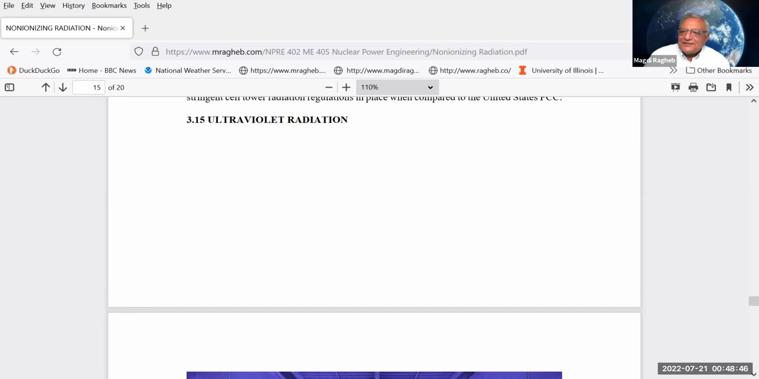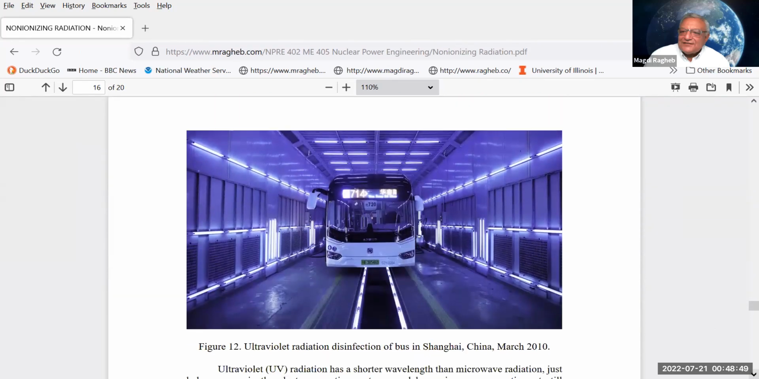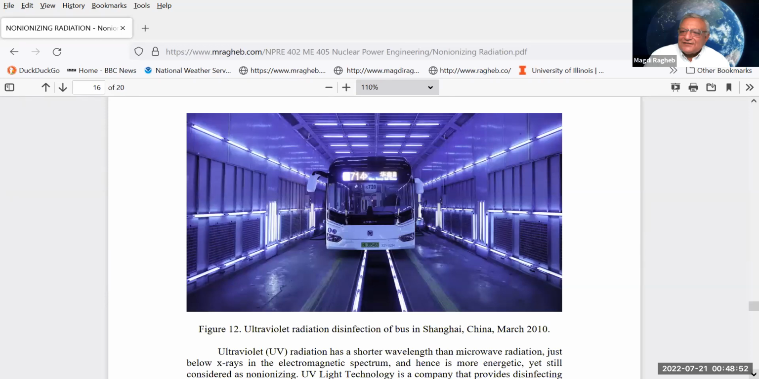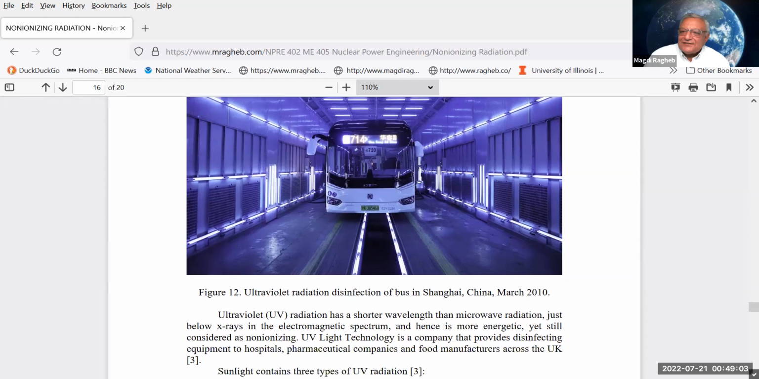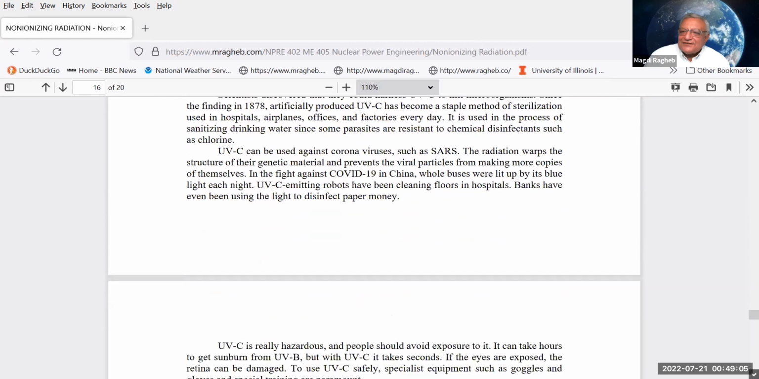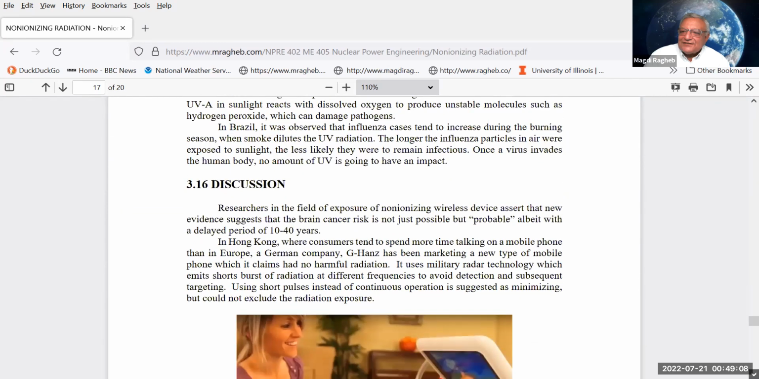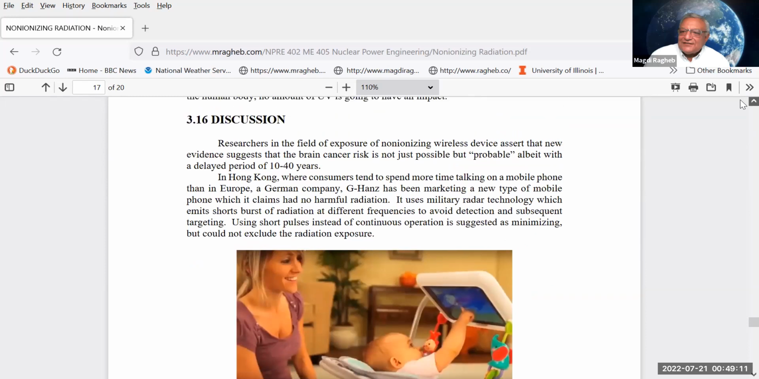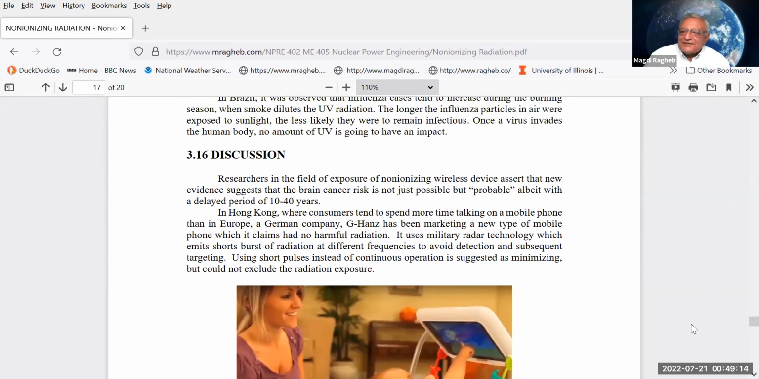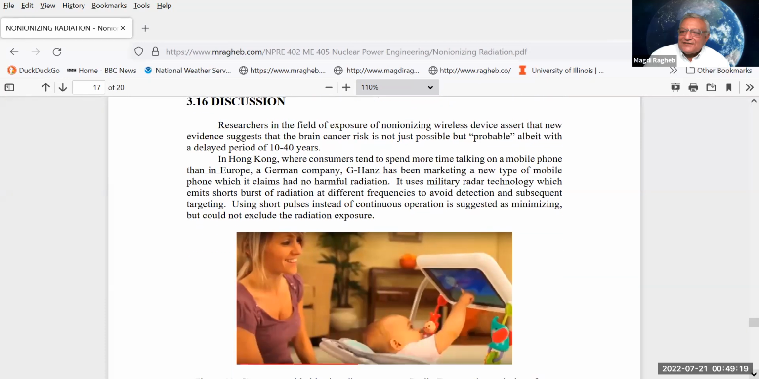Not only microwave radiation, but ultraviolet radiation. As a result of the COVID-19 infection in China, not in the United States, they would irradiate whole buses with ultraviolet radiation, thinking that they killed the virus in that case. And even some dishwashers built in China and used in China would disinfect the plates, not in the United States. Somebody should think about introducing it. So ultraviolet is also being used.